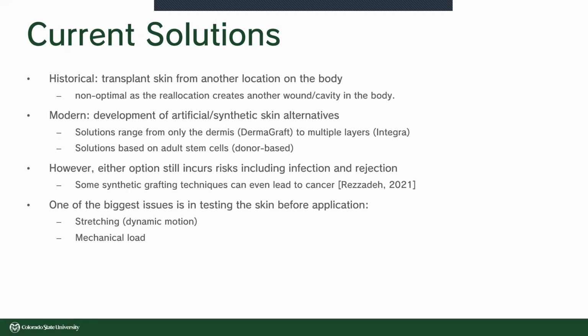Over time, we did develop more modern solutions using artificial or synthetic skin alternatives. And these can range from just approaching the dermis, like Dermagraft, or multiple layers, like Integra. I'm not going to go into too much detail about these because we covered them in class. But the idea is that we do have solutions for grafting and autografting. And we can also have some solutions based on adult stem cells, or donor-based cell lines, where we take some of the initial cells that we have in our body, and we culture them, and then we actually can develop our skin replacements based on this.